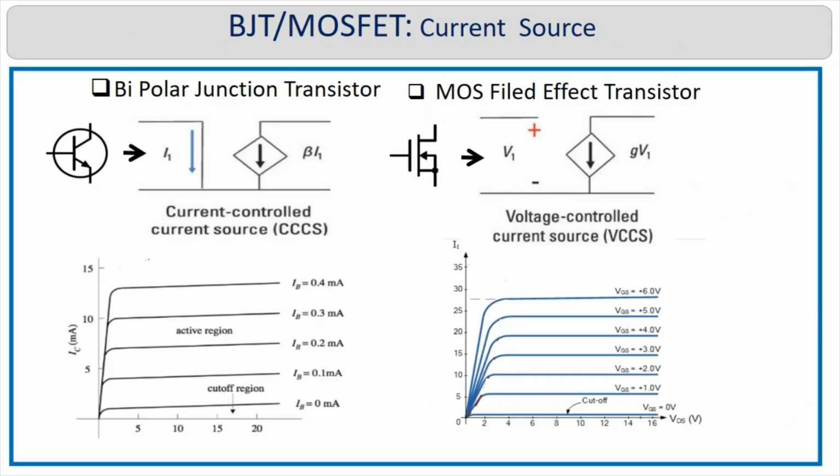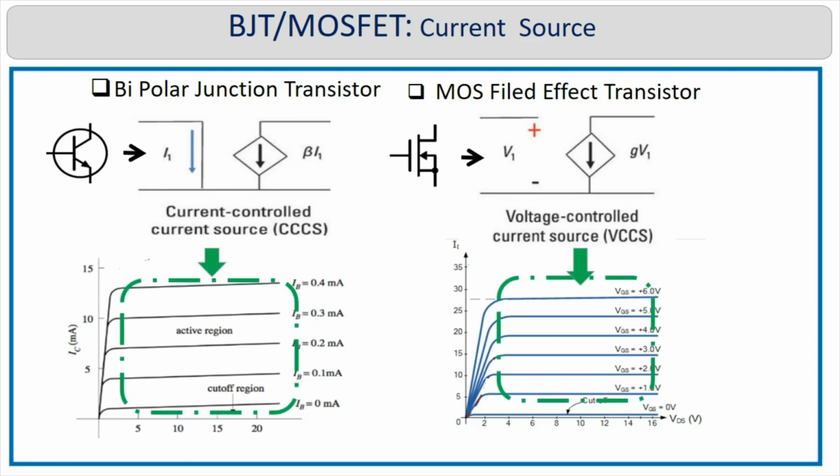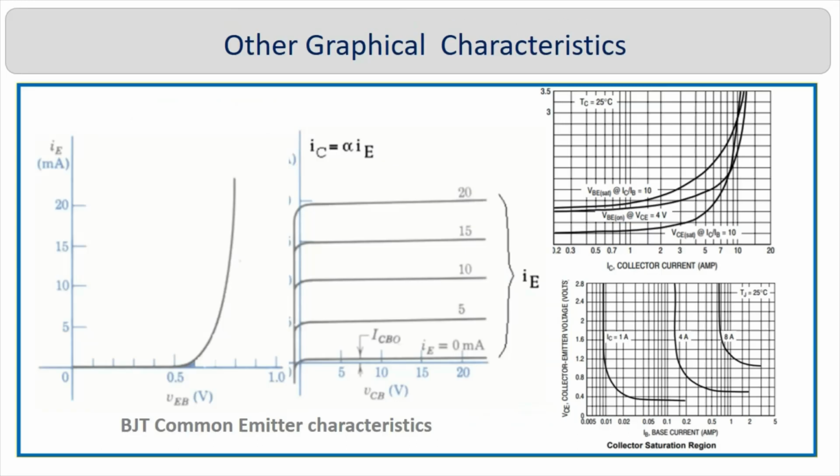A BJT or a MOSFET can be operated in various regions. When operated in current saturation regions, it exhibits high output impedance and hence acts as a constant current source. This characteristic makes it most suitable for constant current source applications. The figure shows a typical datasheet presenting various other graphical parameters as VI characteristics.